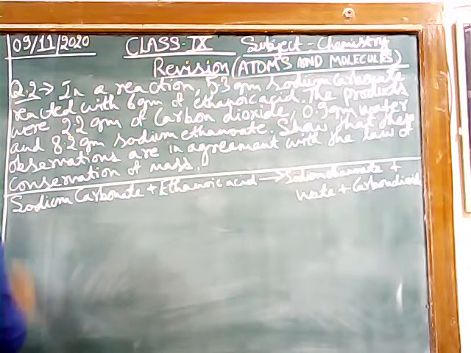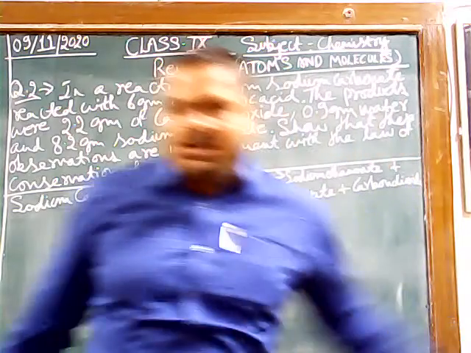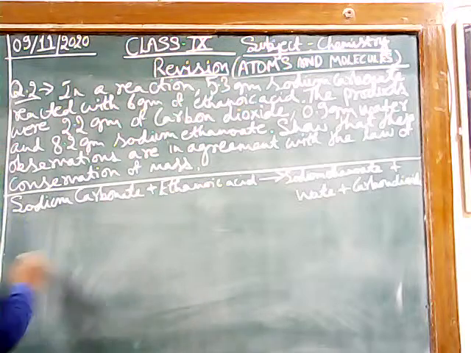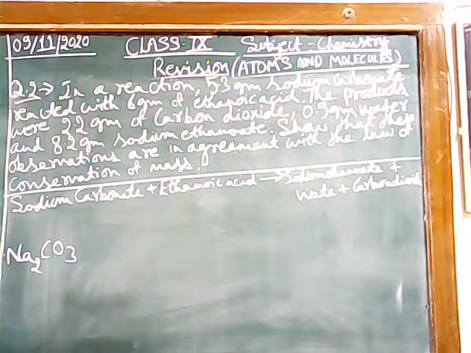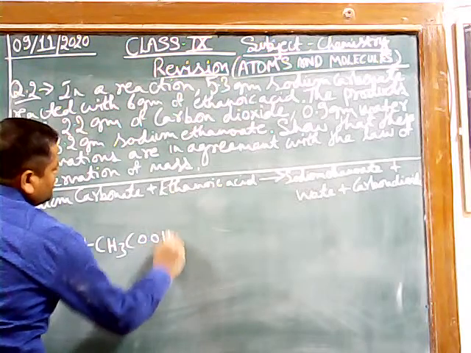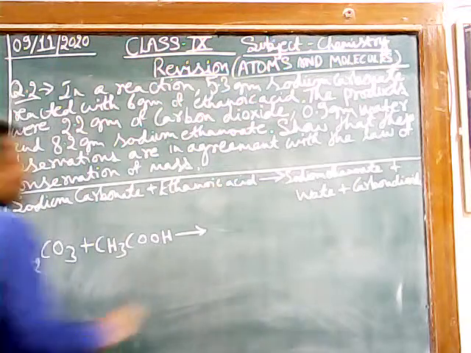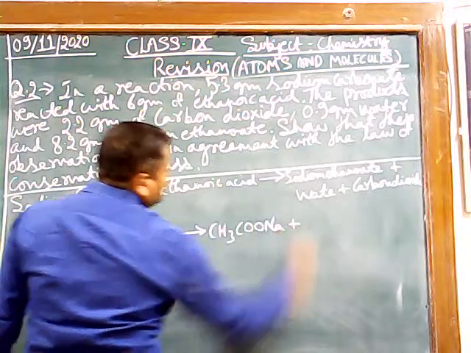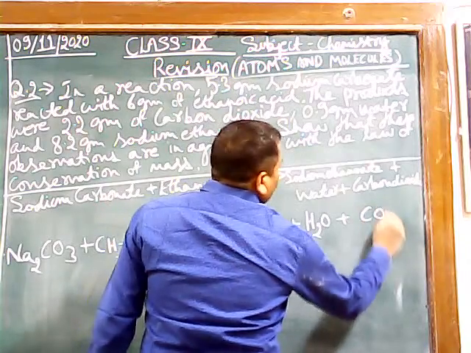Now we will write down the chemical equation. Sodium carbonate. So what is the formula for sodium carbonate? Nobody has given the response. Sodium carbonate is Na2CO3. What is the formula for ethanoic acid? CH3COOH. This is the formula for ethanoic acid. And then what is the formula for sodium ethanoate? CH3COONa. This is sodium ethanoate, plus water H2O, plus CO2. So this is the chemical equation.